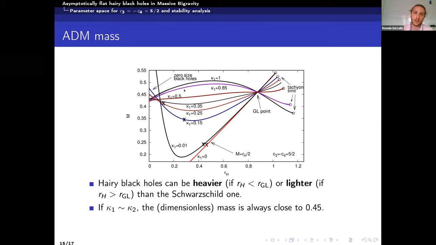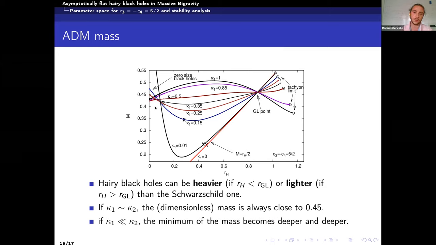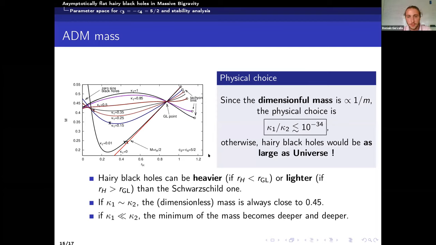So we see that all these profiles stay close to this value, 0.45. But if there is a hierarchy between the two couplings, then the minimum of the mass becomes deeper and deeper, and actually the curves are going to stick more and more to the Schwarzschild curve as we decrease the value of kappa 1. And this means that since the dimensionful mass is now proportional to 1 over m, the physical choice is again to choose the hierarchy between the two couplings, because otherwise we would have hairy black holes as large as the universe.